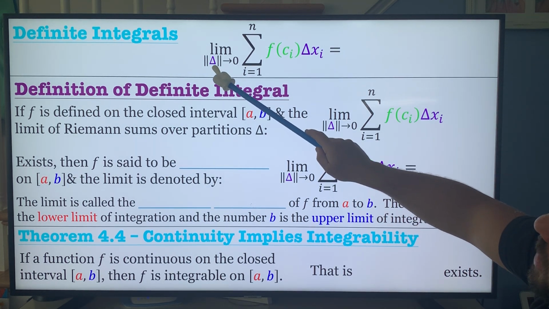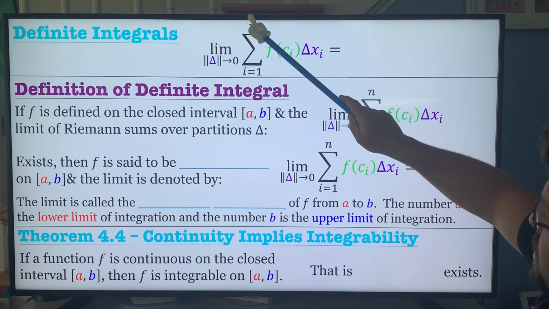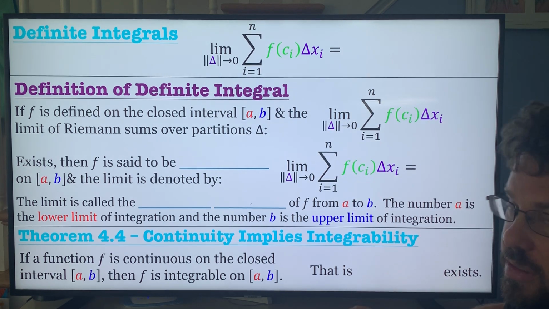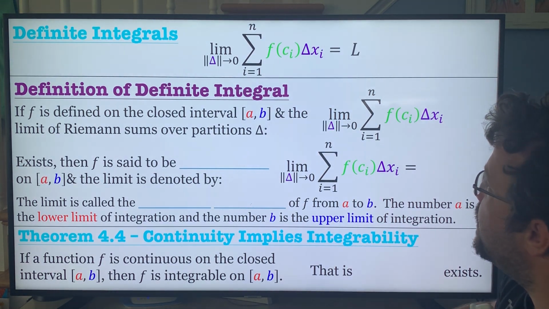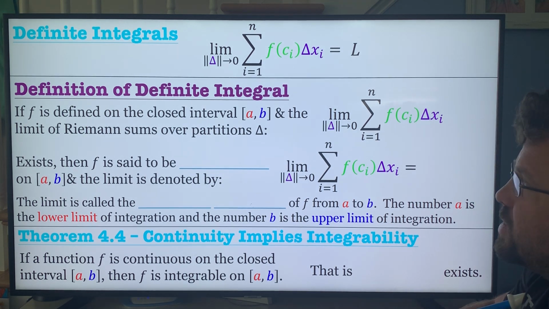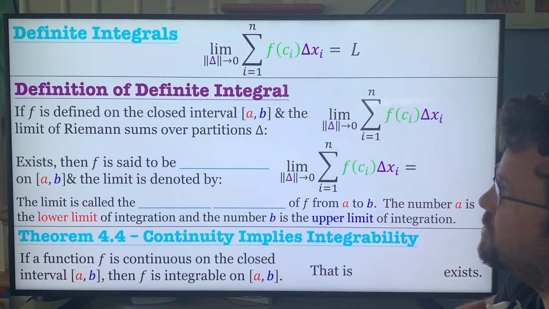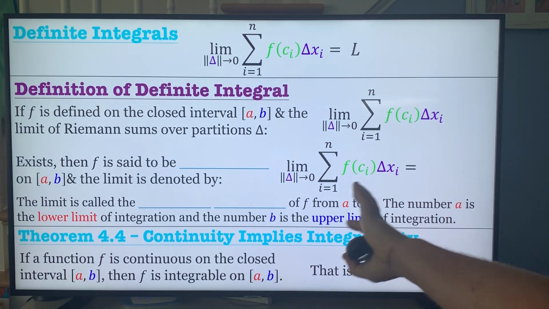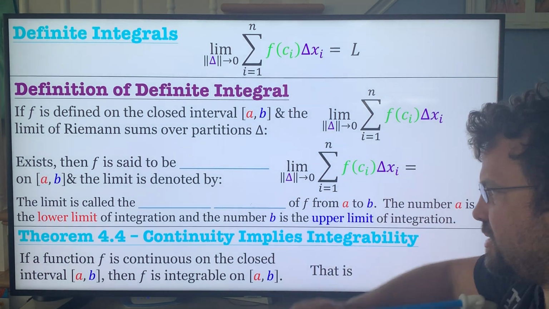Notice it doesn't say x is approaching infinity. It says your delta is approaching 0. So that is your limit. So now we're going to be focusing on limits as opposed to Riemann sums. We're going to go from Riemann sums to integrals.